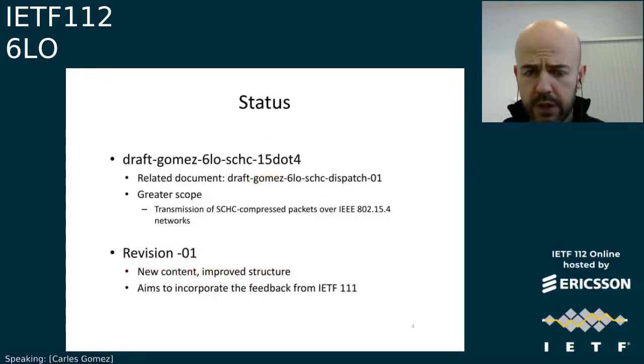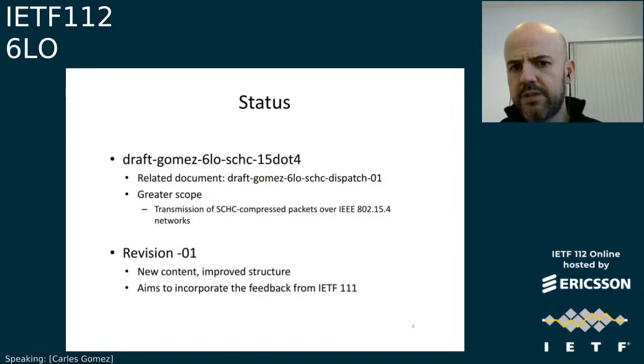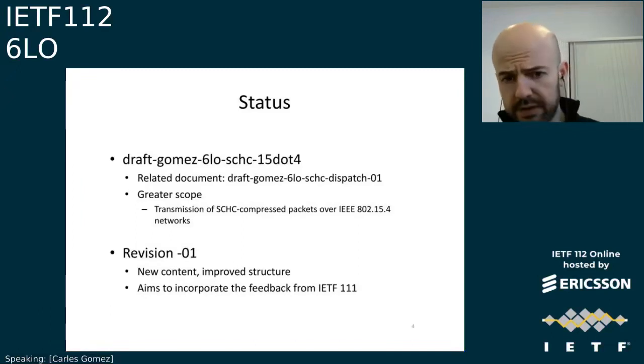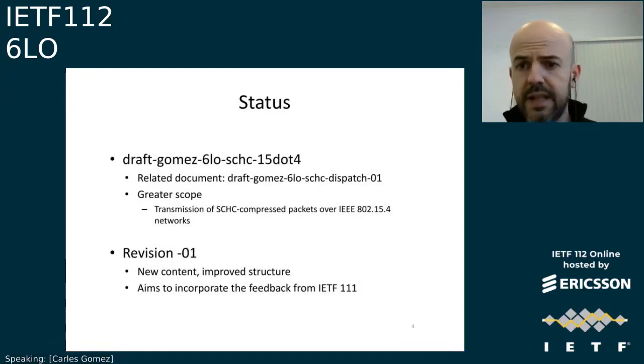So this document is related to the previous document that tried to define a 6LoWPAN dispatch type for SCHC. However, this document has a greater scope. It tries to provide all the details needed to enable the transmission of SCHC compressed packets over 15.4 networks. Today I'm presenting revision 01, which provides some new content and improved structure, and it aims to incorporate the feedback from the last IETF. Next, please.